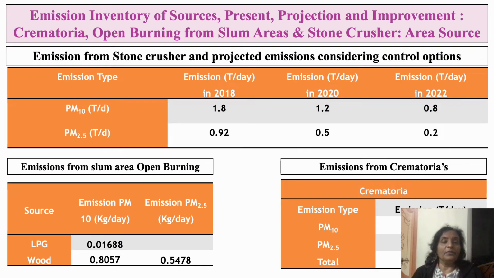Similarly, the emissions from open burning, crematoria, stone crushers as area sources, and slum areas have been projected for PM10 and PM2.5. It can be seen that for stone crushers, through various short, medium and long term controls, we can reduce it from 1.8 to 1.2 and 0.8. And the PM2.5 emissions of stone crushers can also be reduced through various end of pipe treatments that are given in the action plan. Then for open burning in slum areas, we can introduce LPG and reduce the emissions.